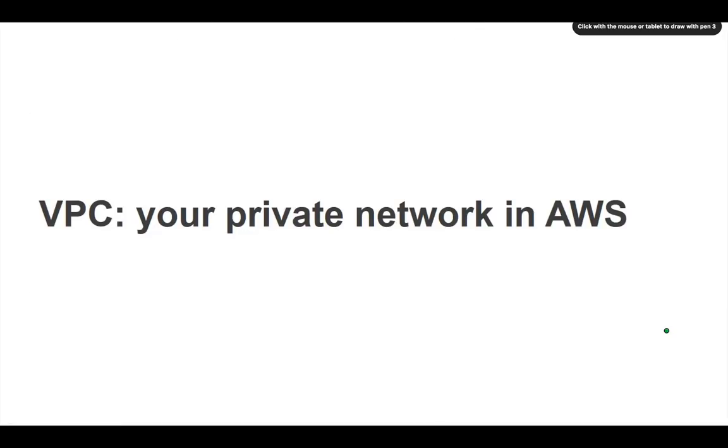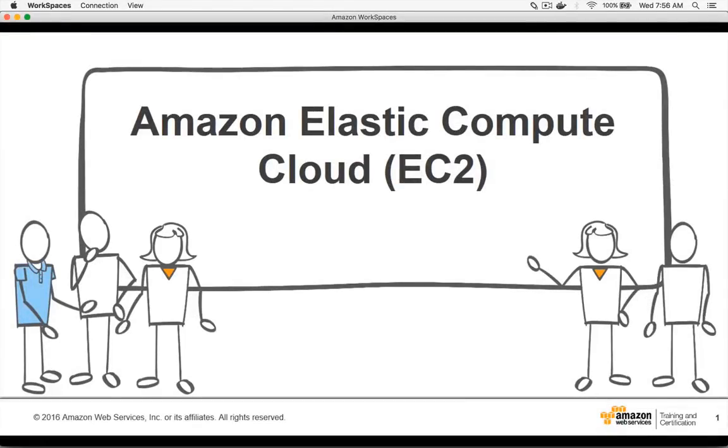So that's it. VPC is your private network within AWS. Let's have a look inside the VPC now, and let's explore EC2. EC2, other than S3, is probably one of the most common entry points to working with AWS. One of the first things that I experimented with when working with AWS back in the day.